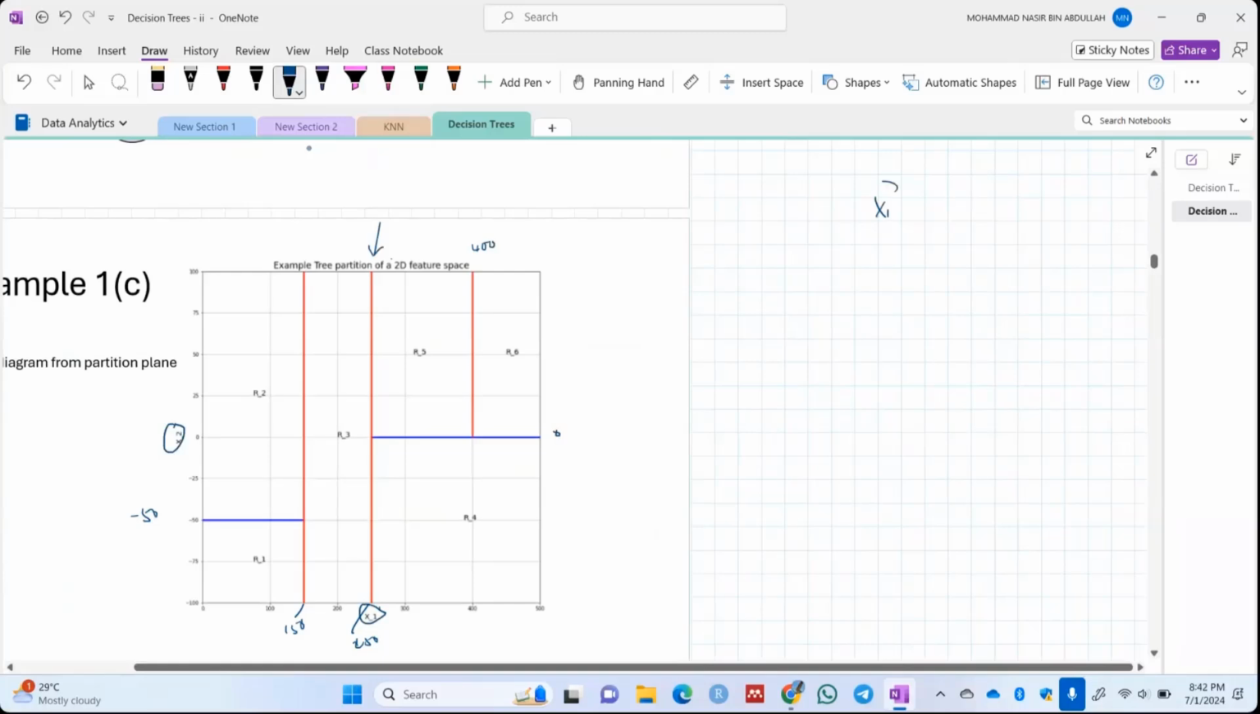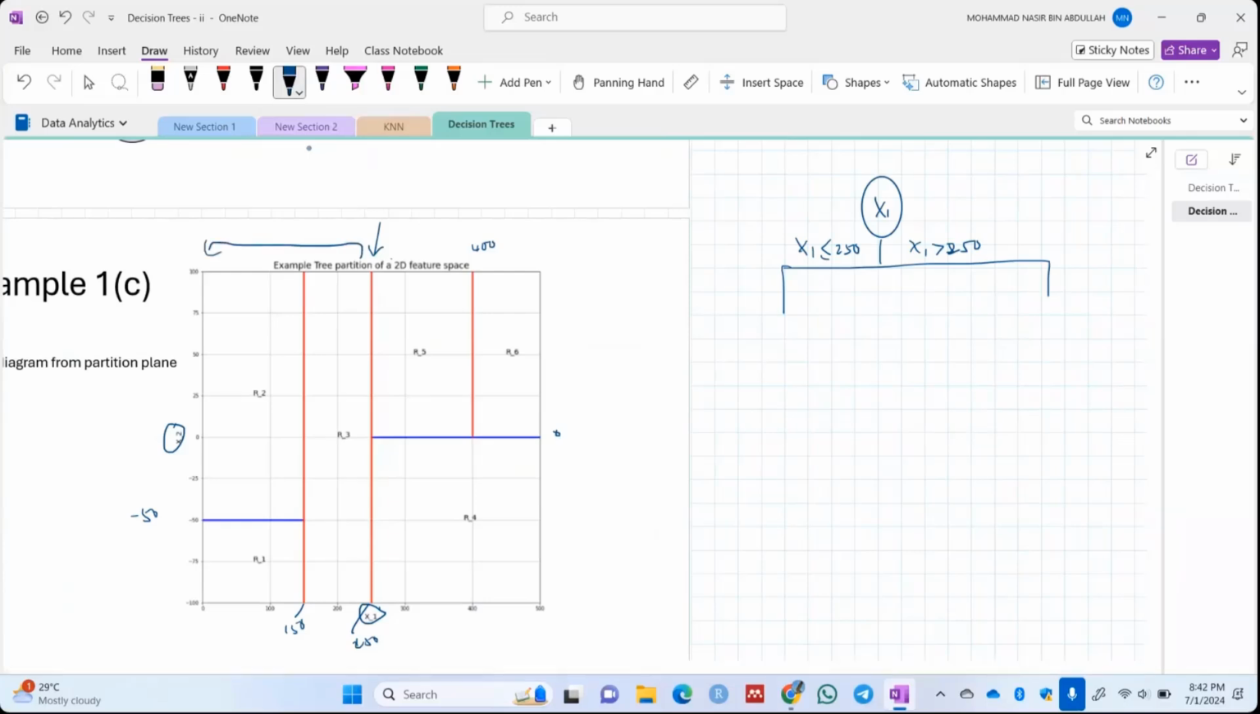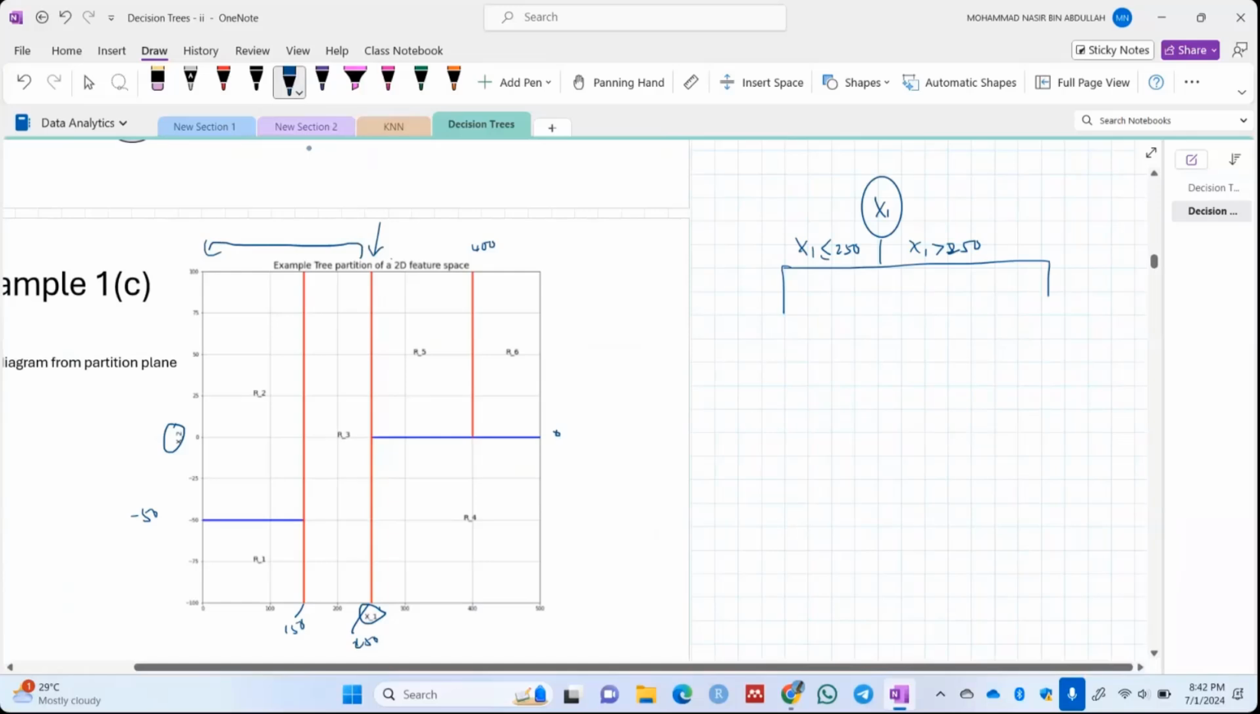Let's say x1. We can separate it by x1 less than or equal to 250, and the other one is x1 more than 250. When x1 is less than 250, it can be separated by x1 again at the point 150. x1 can be separated by x1 less than 150, and the other one is x1 more than 150. For x1 more than 150, it should be R3.